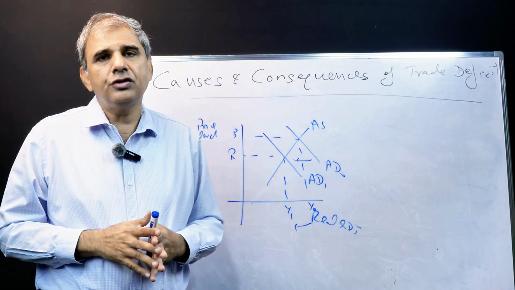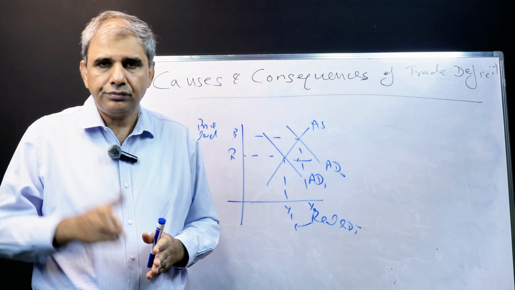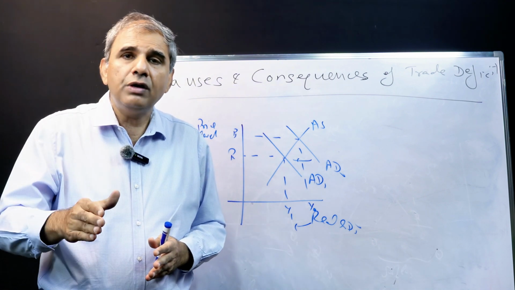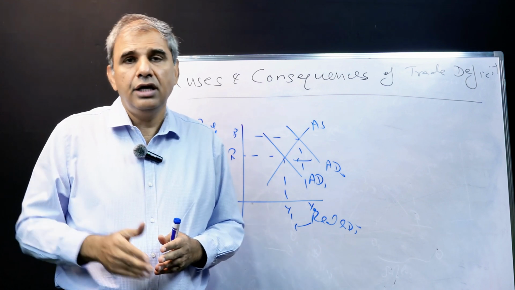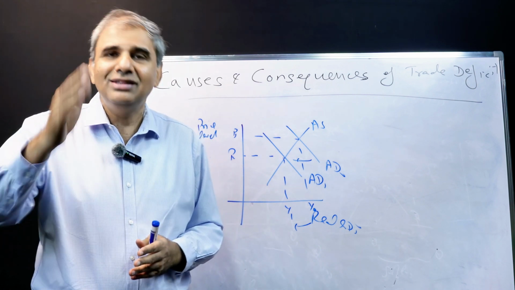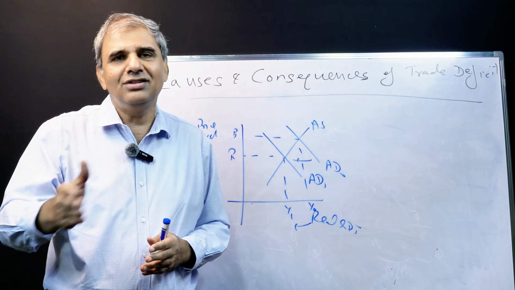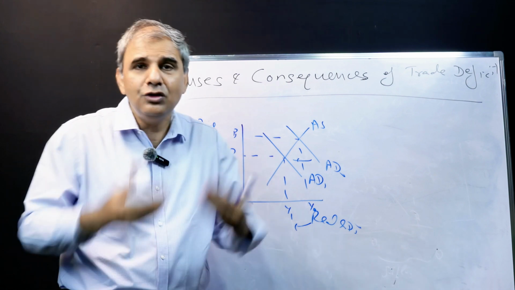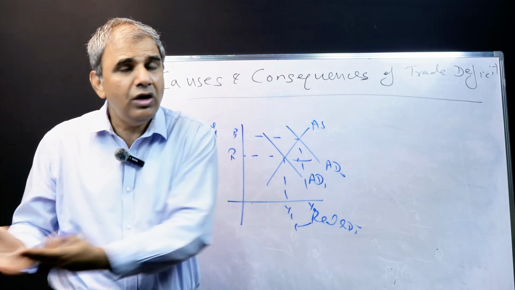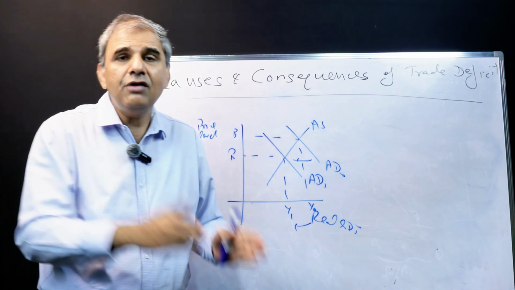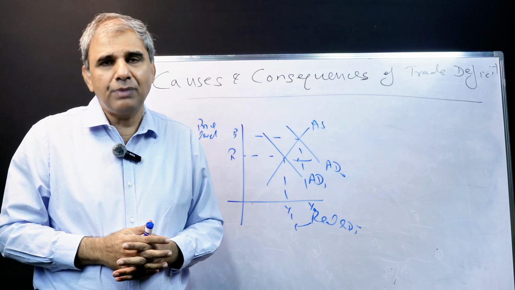The fourth consequence of trade deficit is a downward pressure on the exchange rate. If exports are less than imports, that means demand for currency is less than the supply. Because of exports, your currency is demanded. Because of imports, your currency is being supplied. So demand for your currency would be less than the supply of currency.